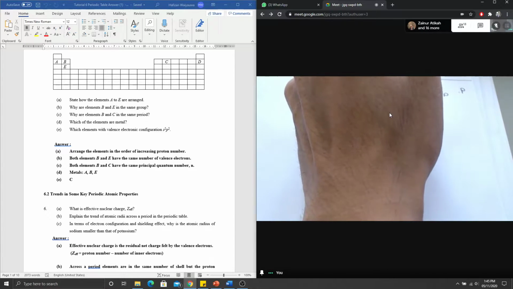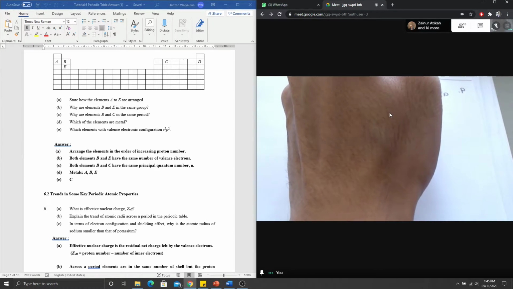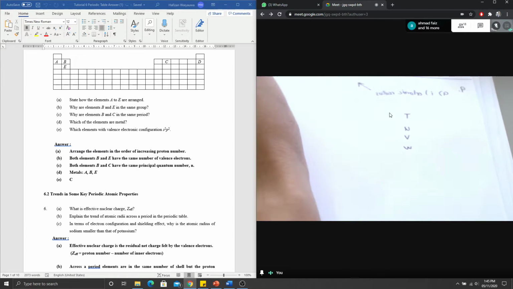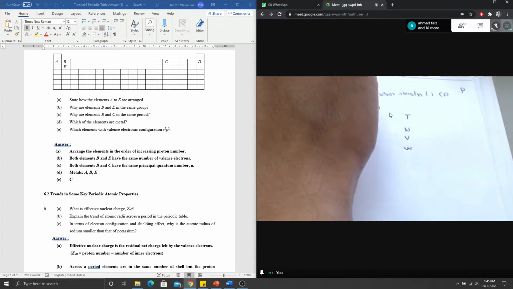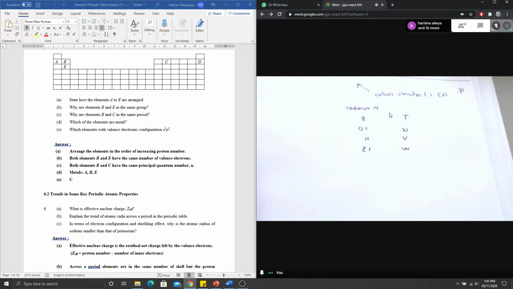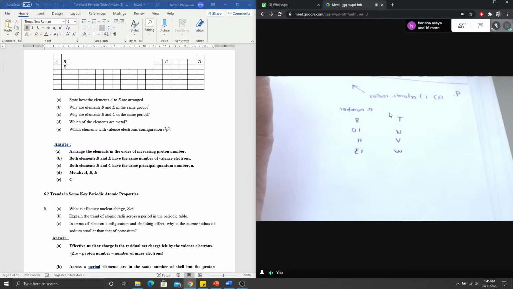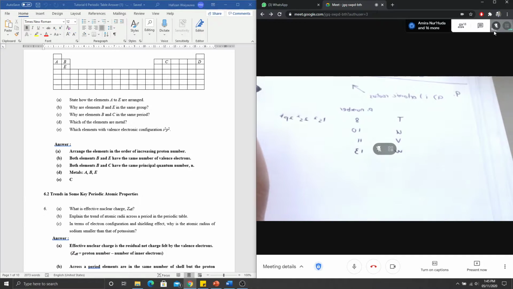Okay, dia orang ada proton number of 8, 10, 11 and 13. Okay, do the electronic configuration for this, for U, V and W. And let me know about U. Dapat apa? 1s2 2s2 2p6.